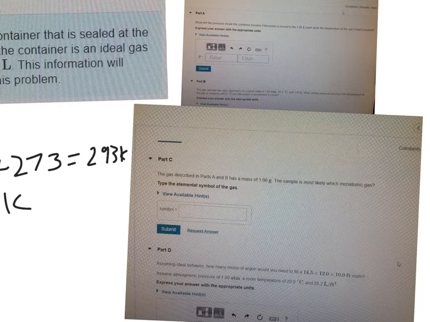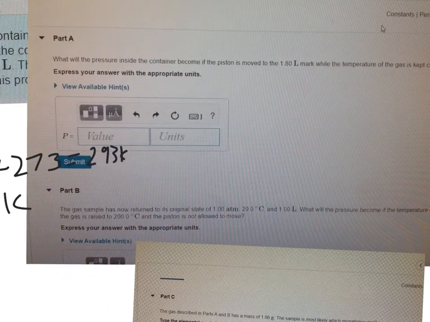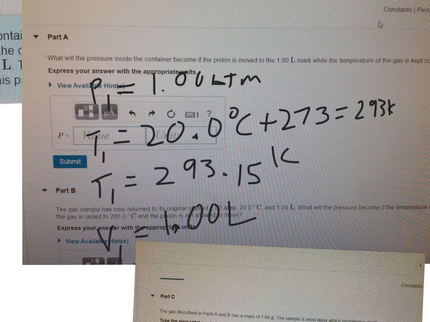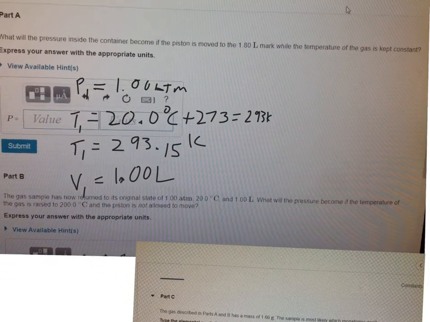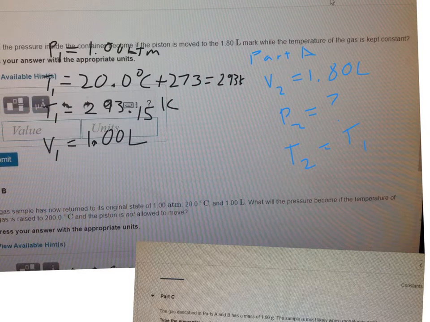In part A, they want to know what will the pressure inside the container become if the piston is moved to the 1.8 liter mark and the temperature is constant. So they've given you a second set of conditions: a second volume of 1.80 liters, and they want to know what the pressure is if the temperature remains constant. We have 2 volumes, so we're going to have to use the combined gas law. Whenever we have 2 of anything, we always use the combined gas law.